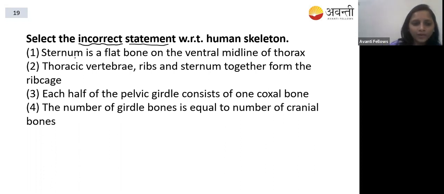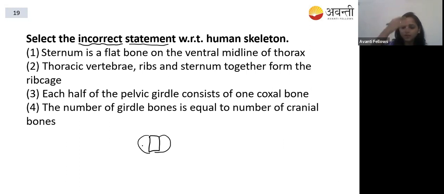No, guys. Yes, the sternum is a flat bone on the ventral midline of the thorax. Here you can see the ventral position, and here you can see the dorsal position. In the ventral you can see the sternum. The sternum is there in the middle. Here you can see the rib cage, and in the middle you can see the sternum. So this is in the ventral position, so that is correct. The sternum is a flat bone.